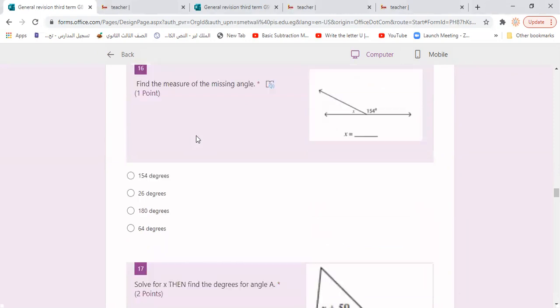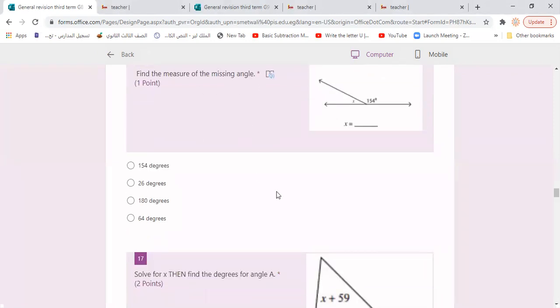Next, find the measure of the missing angle. What is the relation between those two angles? Supplementary angles. So how can we find the measure of x? 180 minus 154. So the answer will be 26. Yes, equal to 26 exactly. So the answer for this question will be 26.